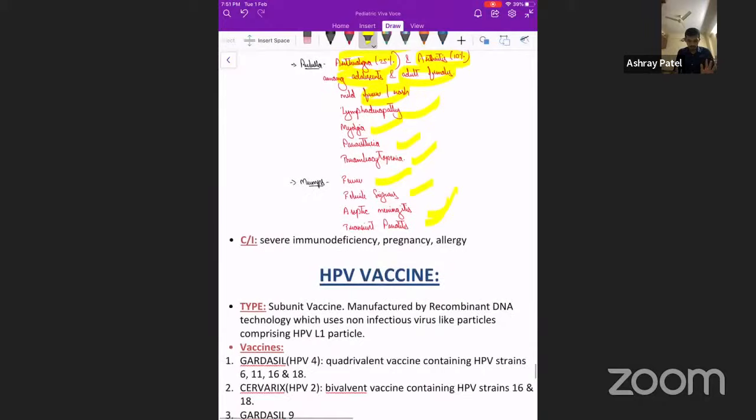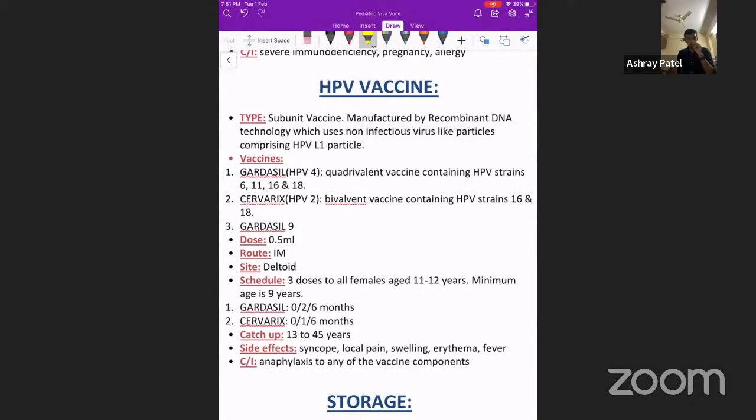Next, coming to the last vaccine, that is the human papilloma virus vaccine, HPV. Now, what is the type of vaccine? It is mainly a subunit vaccine. And how do we manufacture it? It is manufactured by recombinant DNA technology, as with other subunit vaccines. And which is the protein component that is used? That is the HPV L1 particle. This is the protein particle that is used.